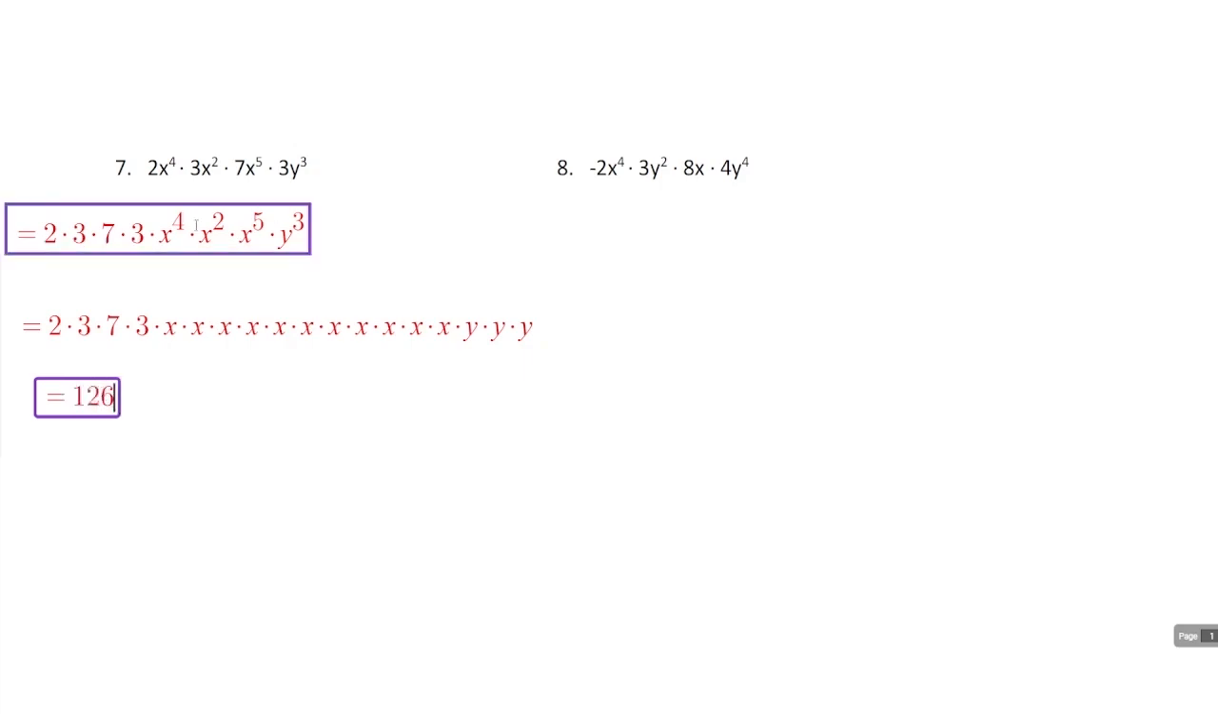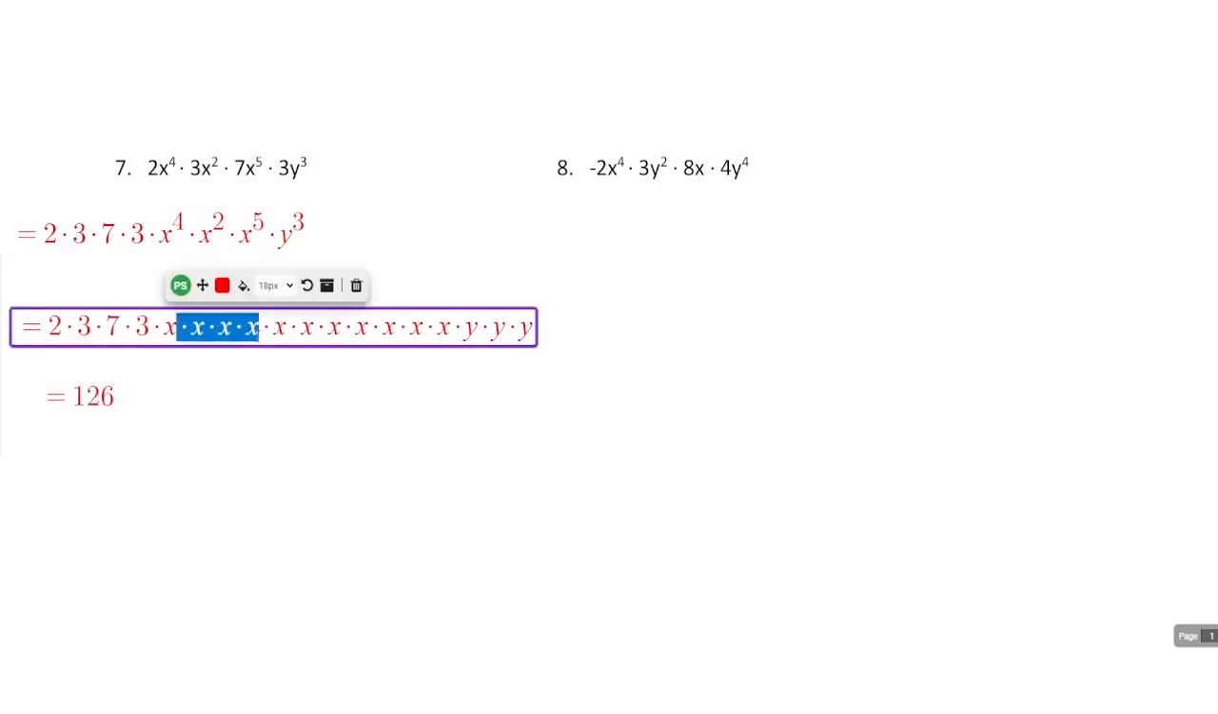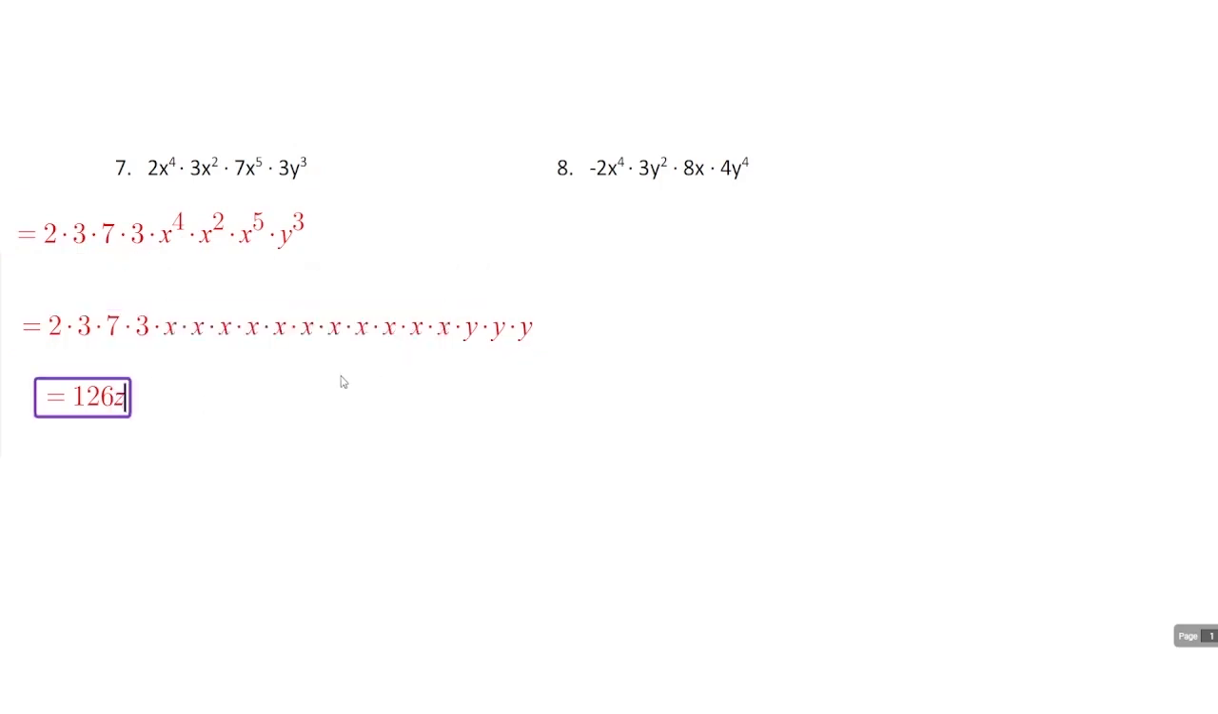Now, if I'm counting my x's, I've got 4. Let's try that again. 4, 5, 6, 7, 8, 9, 10, 11. We get a total of 11 x's, x to the 11th, and then y cubed is going to stay y cubed because there's nothing to combine it with.